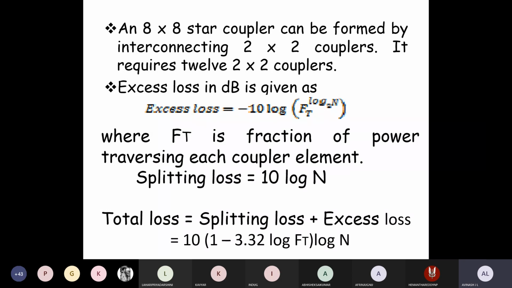In the other sense, the signal lambda 1 power is divided equally into 8 couplers. That particular fraction of power is considered as ft, where ft is the fraction of power traversing each coupler element. And n is the number of couplers we have used.